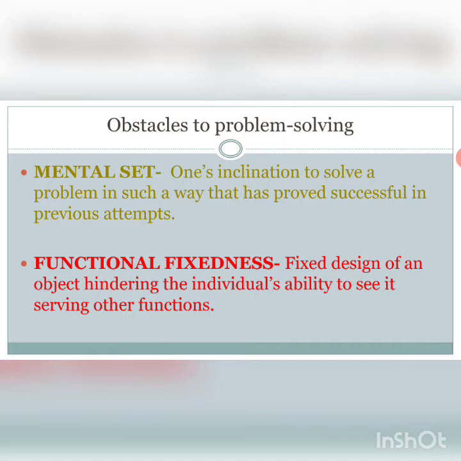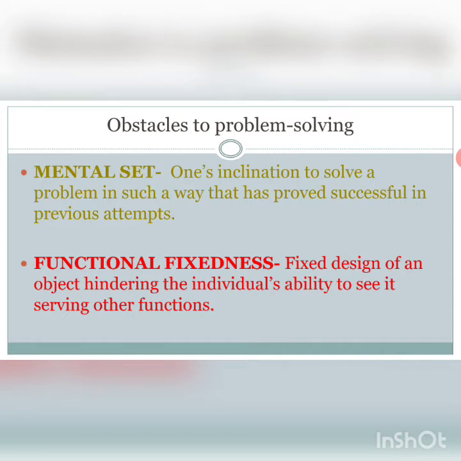Then we have functional fixedness, where a fixed design of an object hinders the individual's ability to see it serving other functions. That means if you have an object at your disposal and you have to use it for some other function, not the one which the object usually serves, but you are unable to realize that this can be used for the current problem, and you fail to use the object to solve your problem in the current situation, that means you are going through functional fixedness.